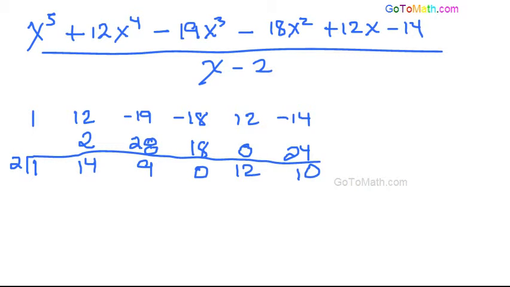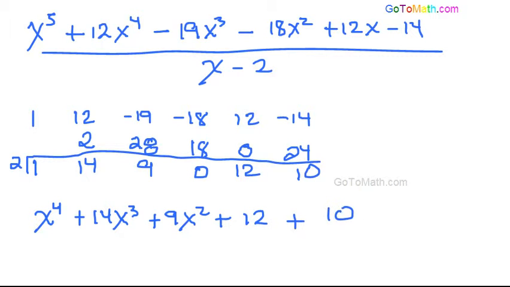Okay, so what do we do now? Punt. We punt. No, we don't have to punt. Alright, so we started with x to the 5th, so that means that we're going to go to x to the 4th here. So this is 1 times x to the 4th plus 14 times x to the 3rd plus 9 times x squared plus, now we're going to do 0 times x, but we're not going to write it in there, right? Because 0 times x is 0. And then plus 12. And then plus 10 over x minus 2.